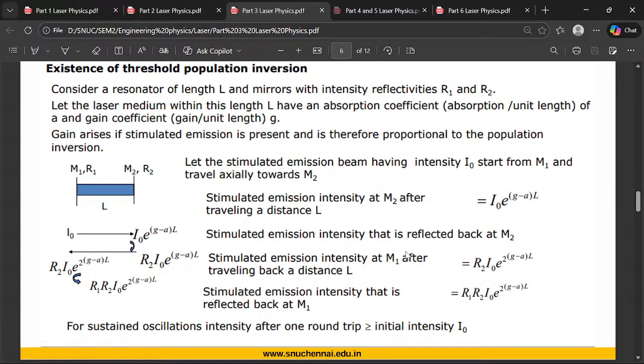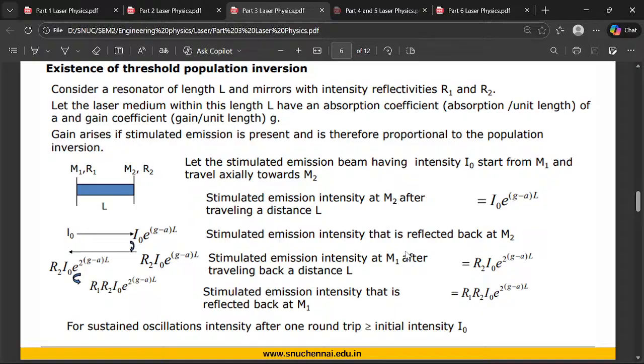When it reflects back at M2, which has a reflectivity of R2, we multiply R2 with the stimulated emission intensity after it reaches M2 and goes back to M1. Which gives R2 I naught e to the power 2 (gain minus loss) times L.